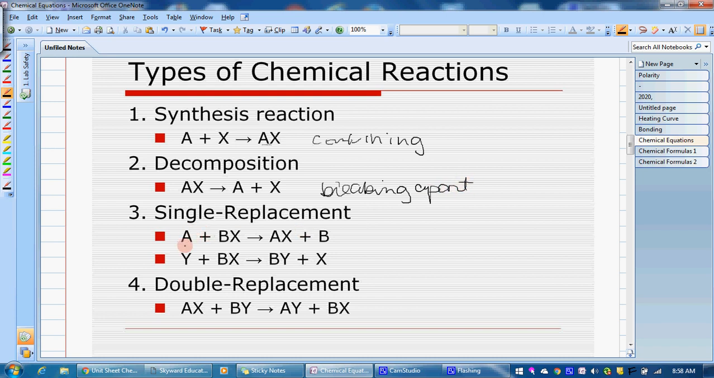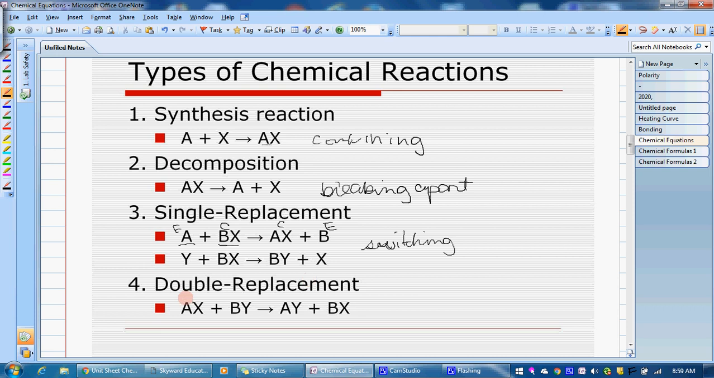And then single replacement, you have some substance that's typically an element combined with something that's a compound. So I'm going to put E here for element and C here for a compound of some sort. And then what happens is this element switches places with the element at the beginning of the compound, and then you get a new compound and then a new element by itself. And this is just 2 different ways to show exactly the same thing. So here you have something switching.